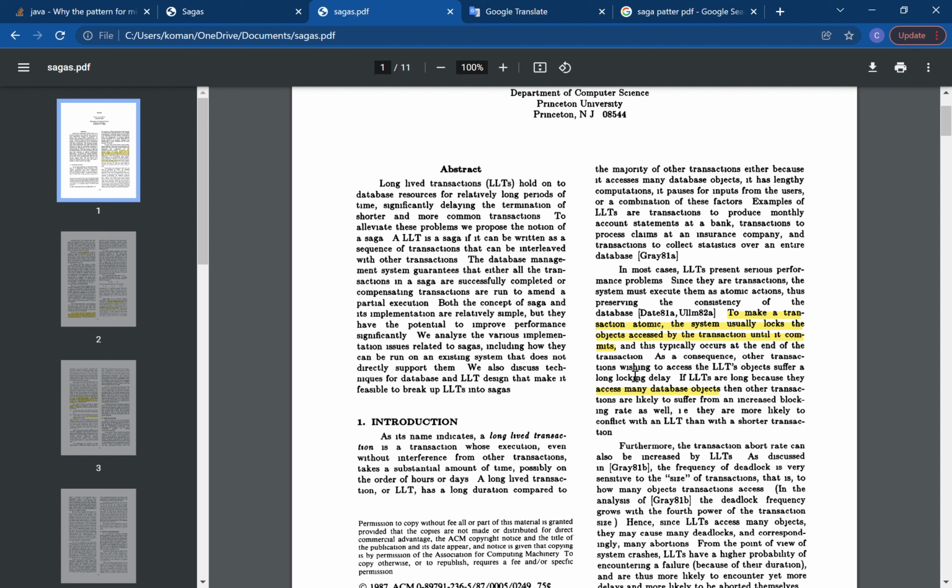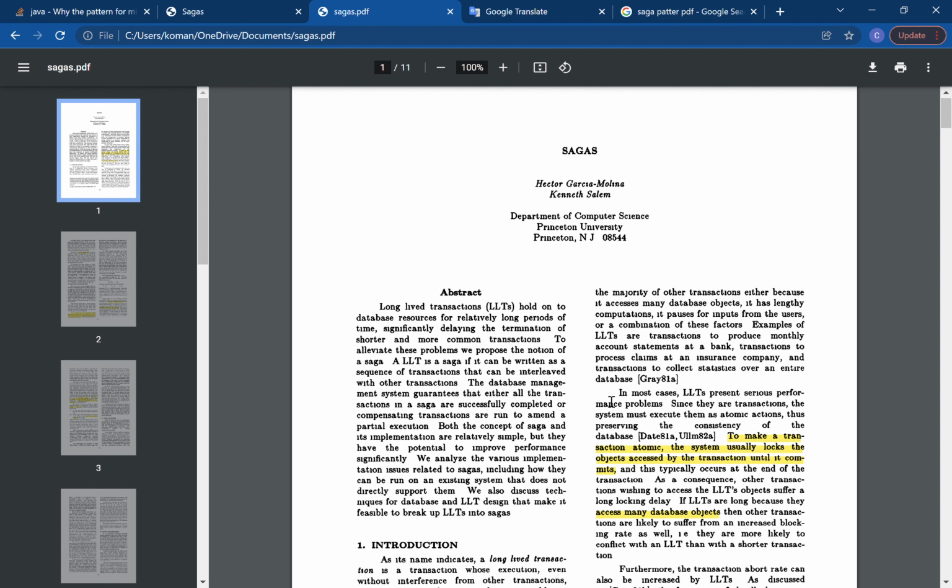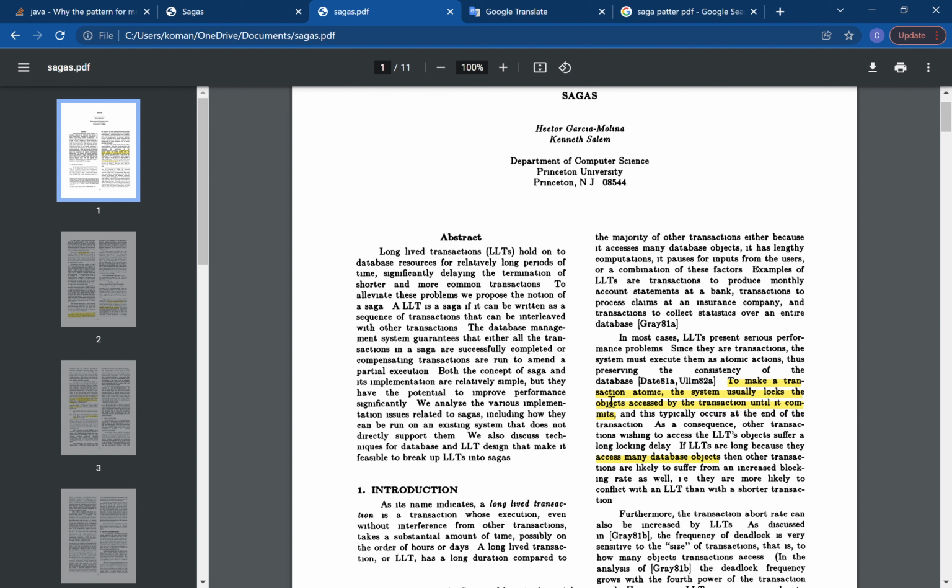And the saga pattern suggests fixing this problem by splitting long transactions, long-lived transactions, into a set of small nested transactions, which will affect only a few objects per transaction. This is the idea behind the saga pattern, and how it solves this problem.